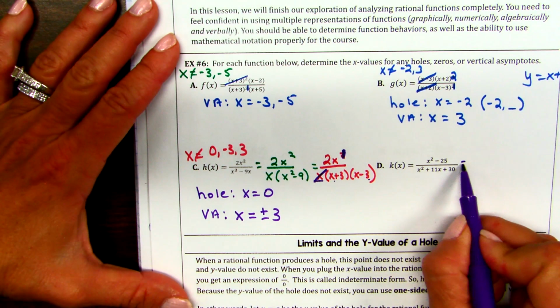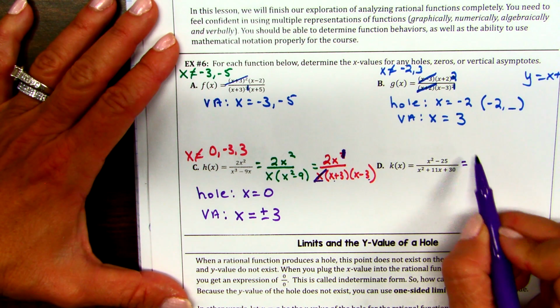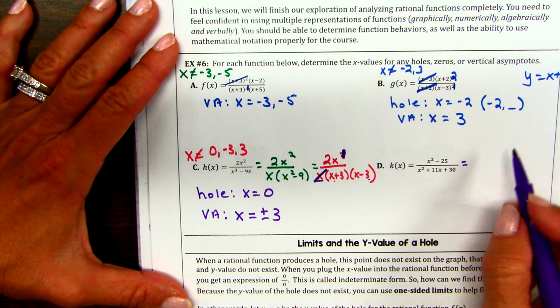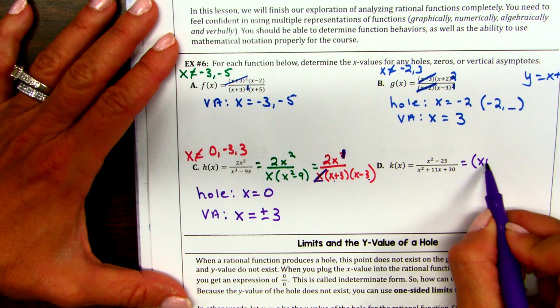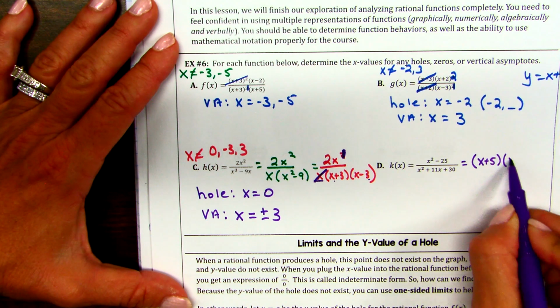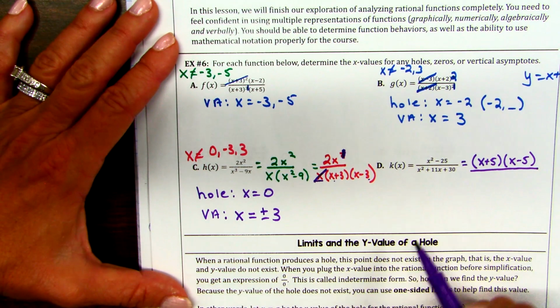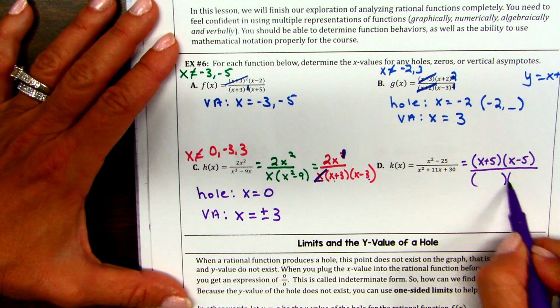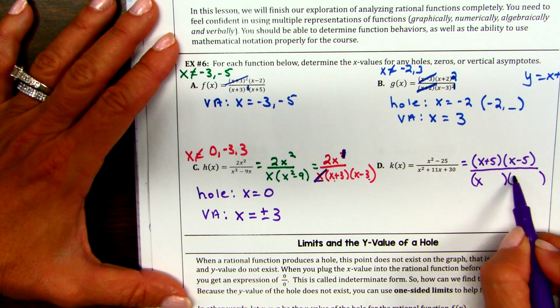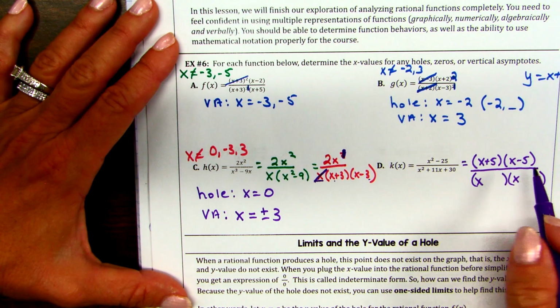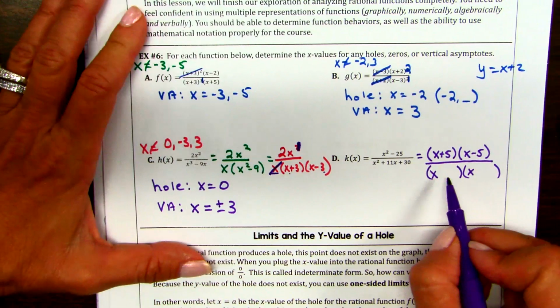All right. In my numerator, so I'm going to start out by factoring. Okay? So my numerator is x plus 5, x minus 5. And that's a chart problem. I'm asking myself what two numbers multiply to get 30 and add to get 11. 5 and 6, good.